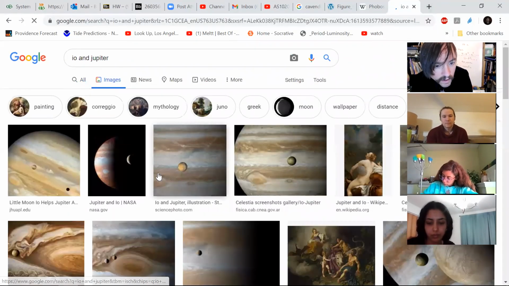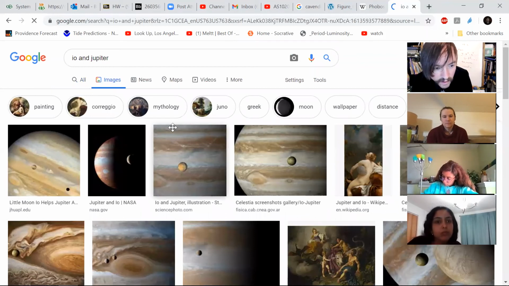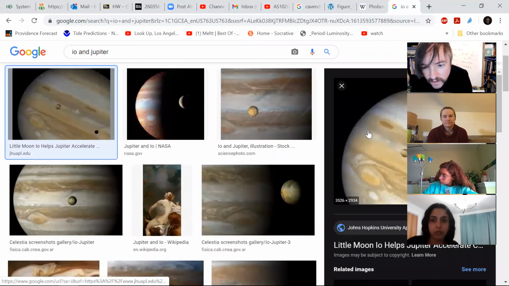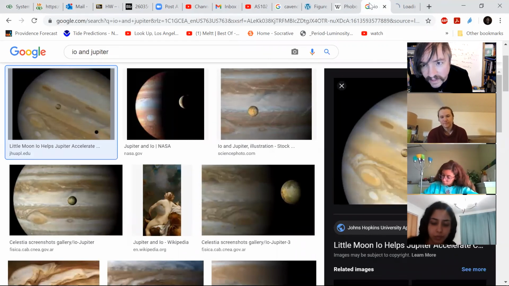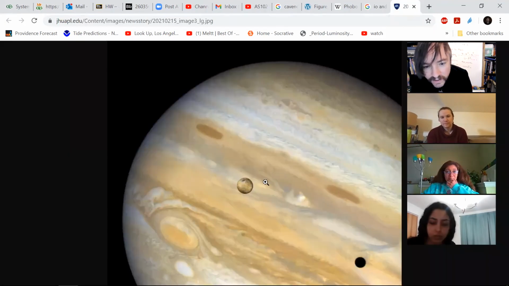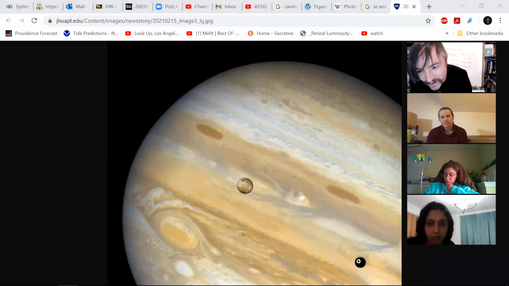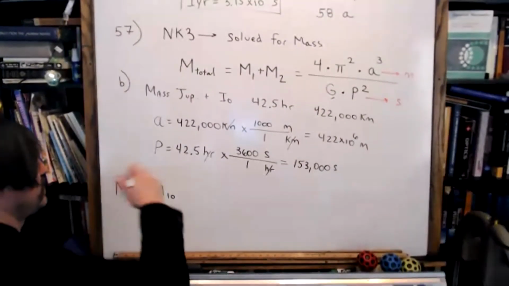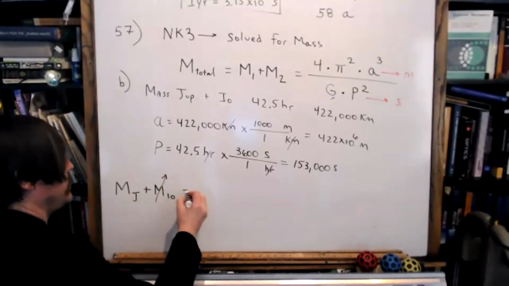There's, from the Galileo space mission, an up close shot of Io in comparison to Jupiter. Look, you can even see the shadow of the moon on Jupiter, 400,000 kilometers away. I'd say the mass of Io plus the mass of Jupiter is pretty much just the mass of Jupiter. All right. So we'll neglect that.